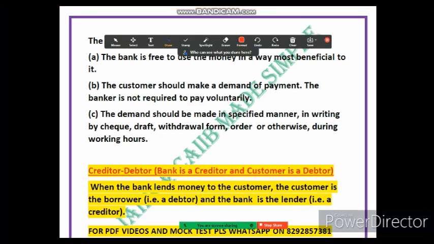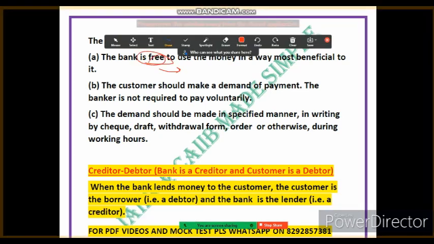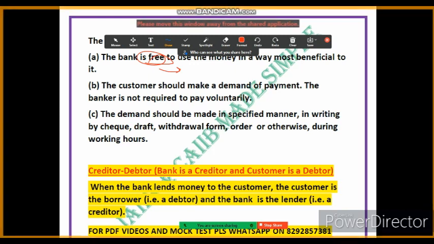You can see it is written that the bank is free to use it. The bank has the freedom to utilize that money. The bank can use a deposited fund for lending to other customers and making investments. The bank can do whatever they want, right? So they can lend, they can invest, and whatever they want to do, they can do.